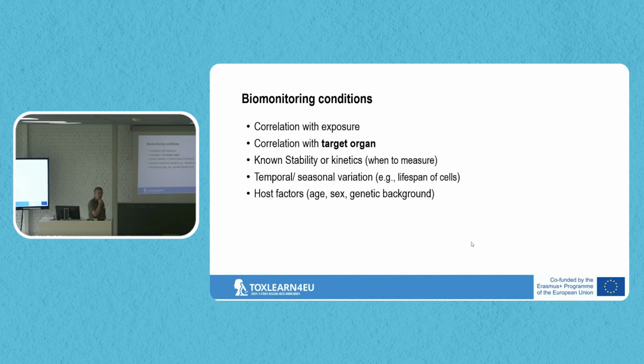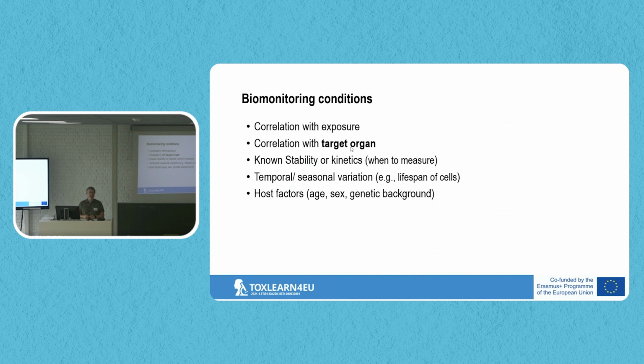If you do biomonitoring in humans, I think it's very important that a few aspects of your biomarker need to be addressed. First of all, if you want to use the biomarker as a marker of exposure, there needs to be a correlation with exposure, right? So it should go up if you are exposed. Usually, if we use white blood cells, but you want to say something about lung or liver, what you hope, of course, is that there is a correlation with your target organ. You also should know the stability and the kinetics, because that determines when you should measure, right?